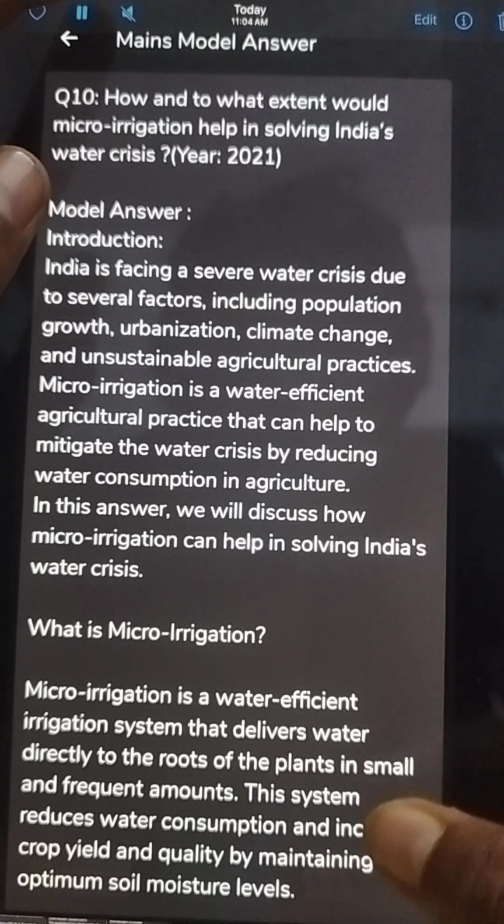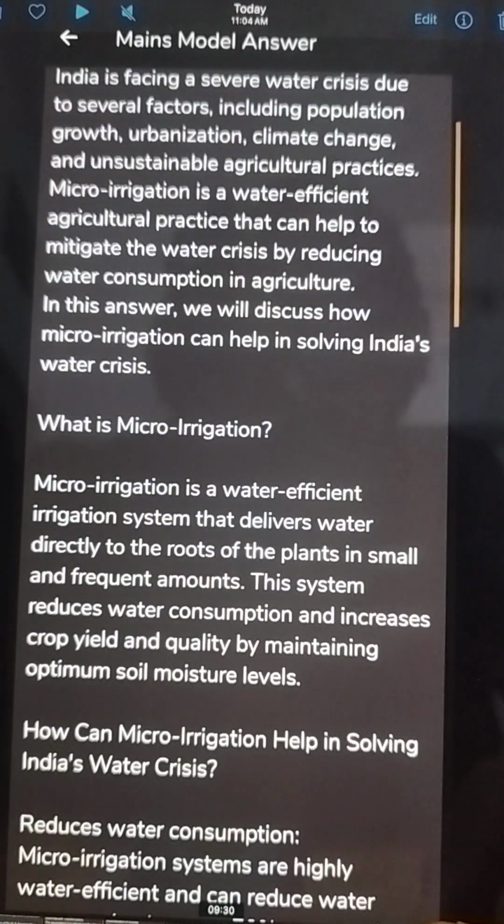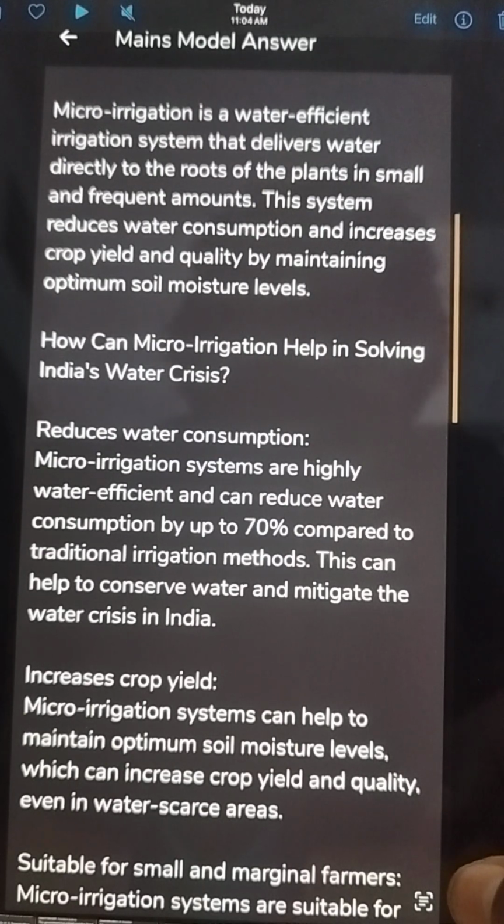Micro irrigation is a water-efficient irrigation system that delivers water directly to the roots of the plants in small and frequent amounts. The system reduces water consumption and increases crop yields and quality by maintaining optimum soil moisture level.